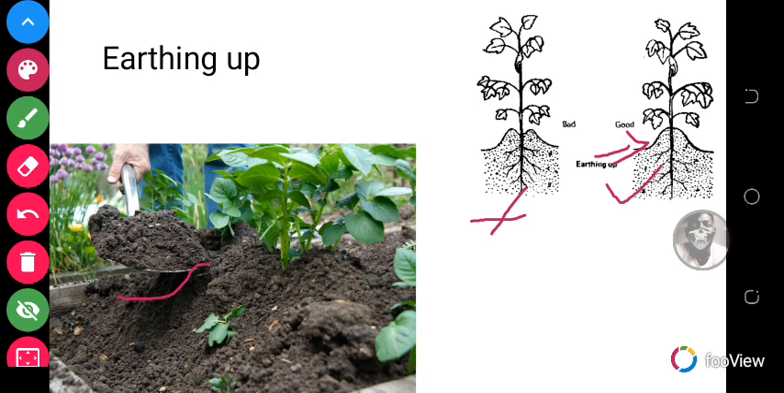Okay, so the importance is that it helps increase crop yield, especially root tubers like cassava. You don't want the roots to show, you want them to be properly covered up. It prevents crop pests like rodents from attacking the tubers. It also provides additional support to the crop, especially during strong wind.